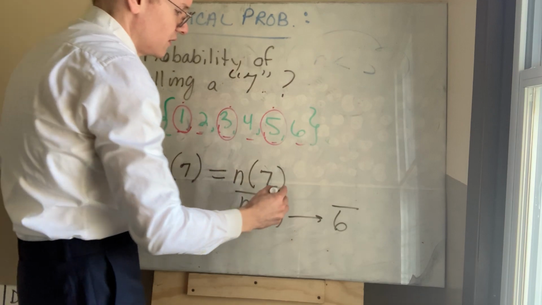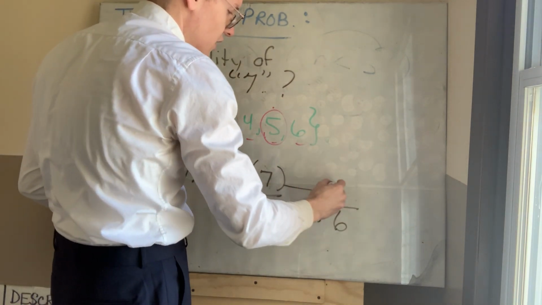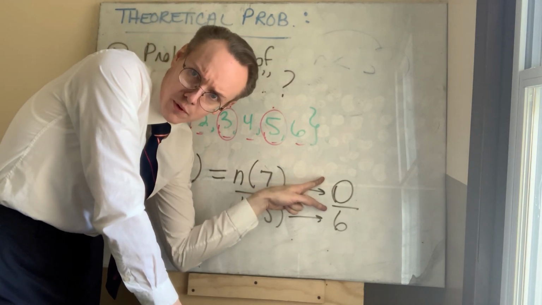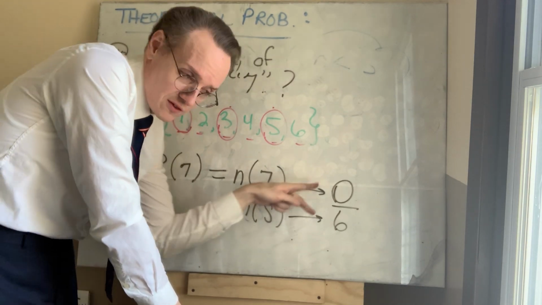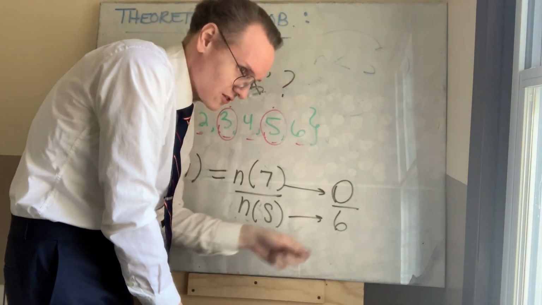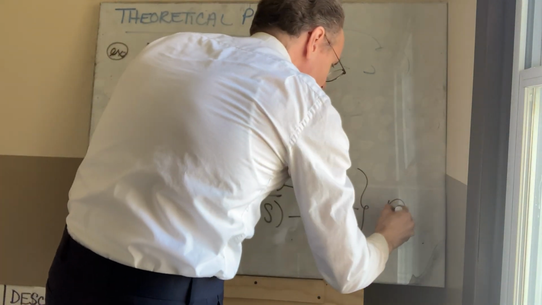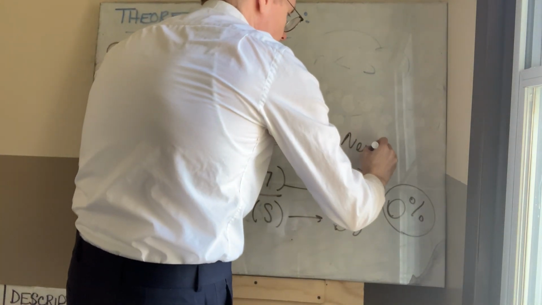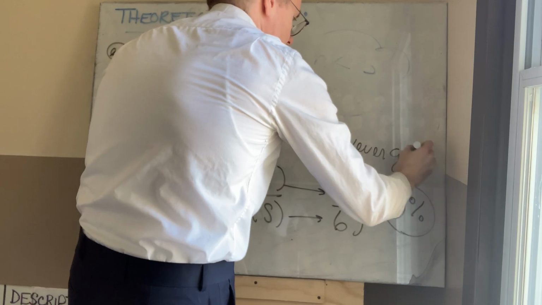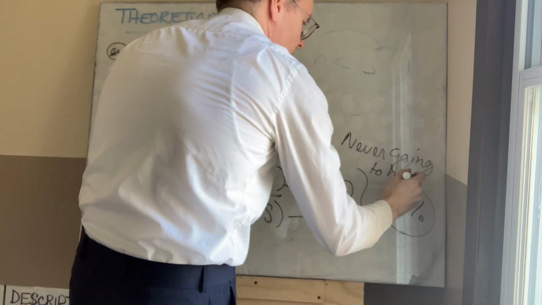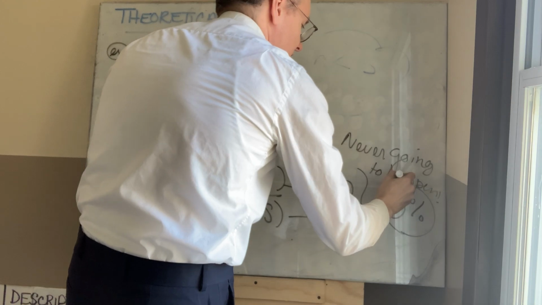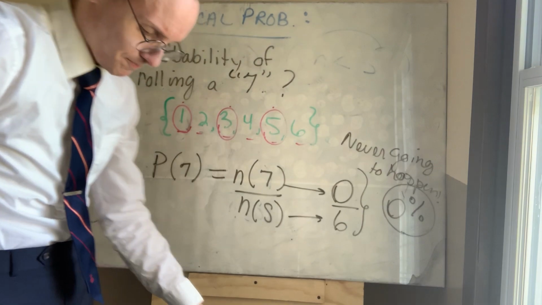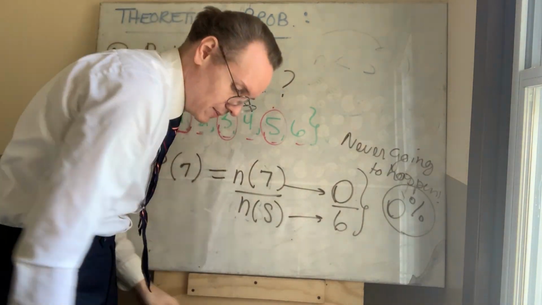So you would say, well, the number of events favorable to rolling a 7? 0, right? And as long as 0 is the numerator here, what is the answer? It's like 0 divided by 6, which in terms of a percentage is 0%, which means never going to happen. Never. You'd have to have a 7th side. And there just isn't one by design.